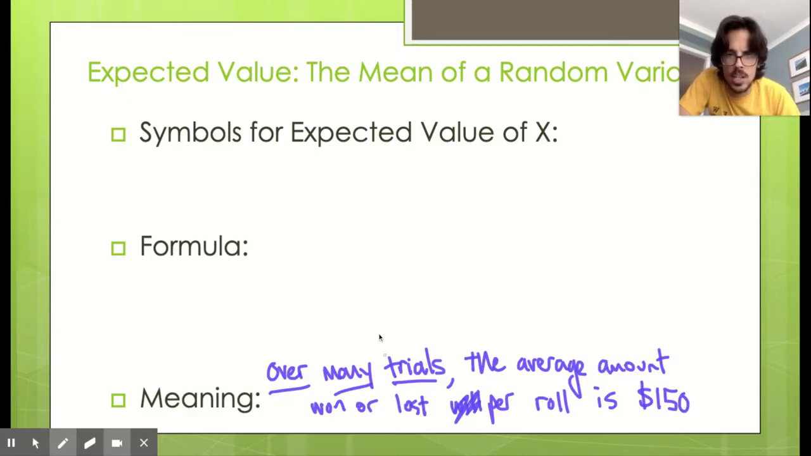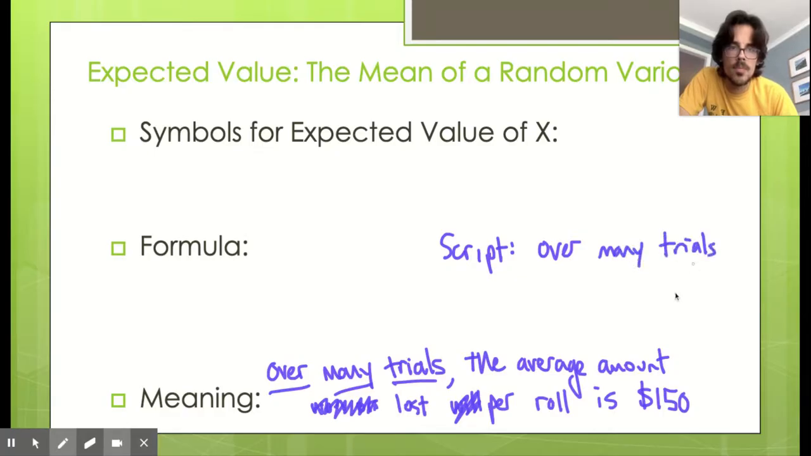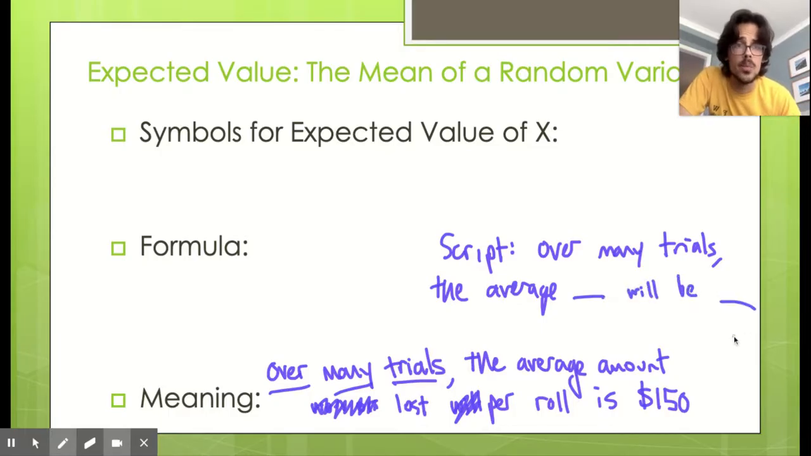Basically, I tried to do a general thing over here. The average amount lost per roll, if I'm talking specifically about the dice problem, would be right here. But when you interpret an expected value in general, a little script to use is: over many trials, the average blank will be blank. And you can just give context for the problem. So we'll do other examples and you'll see how that actually works. But the idea of talking about over many trials or in the long run is really important for expected value.